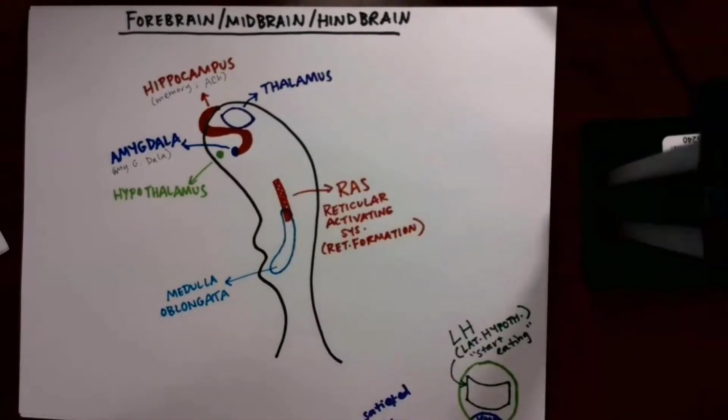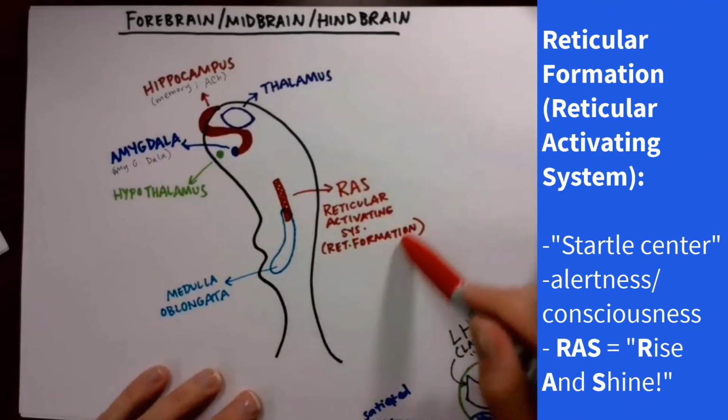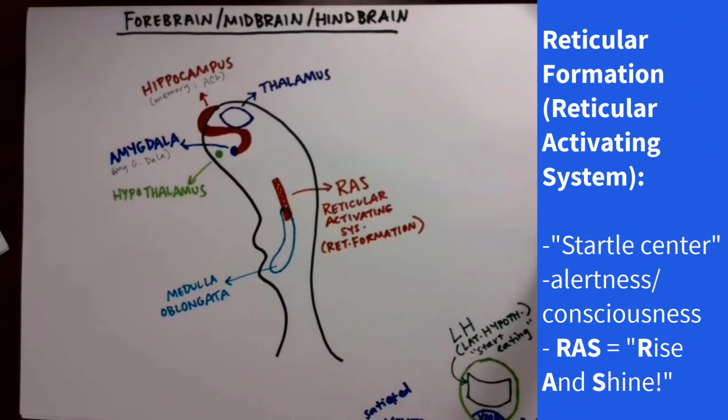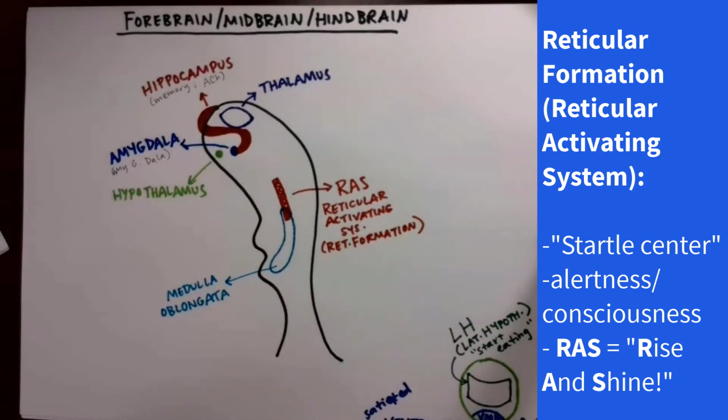And this is what we call the startle center. So this is where this activates and it kicks your body into gear. It arouses you. It's what wakes you up. So when I try to remember the reticular activating system, I think of RAS, which also stands for rise and shine. Right? So wake up, rise and shine.